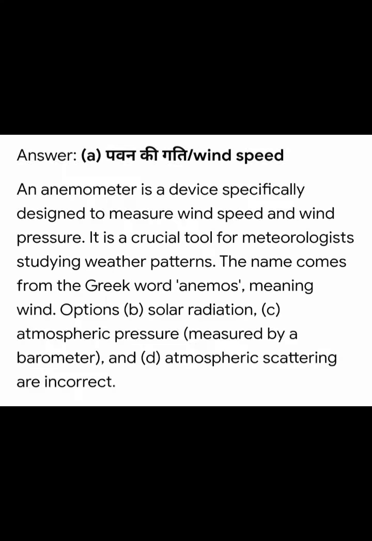So the answer is 7 is to 5. Next question: an anemometer is an instrument used for measuring dash. It is an instrument to measure wind speed and wind pressure. So it is a crucial tool for studying weather patterns. The name comes from the Greek word anemos, meaning wind. So the answer is wind speed.